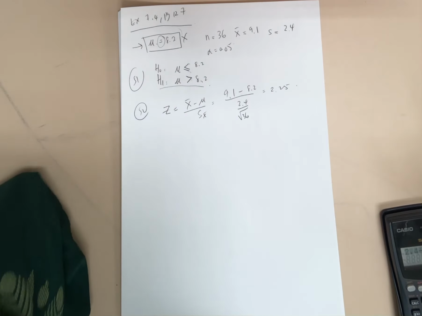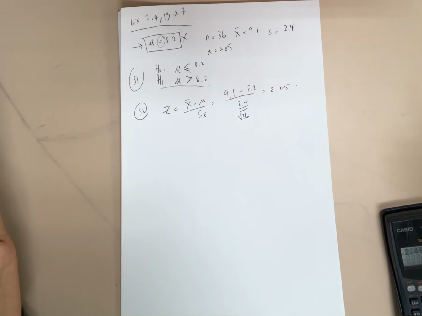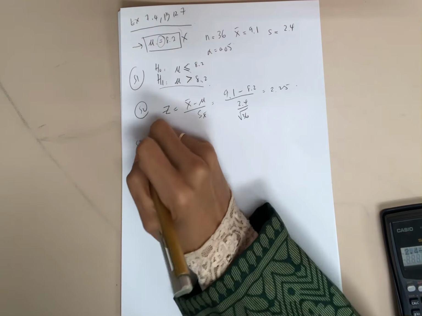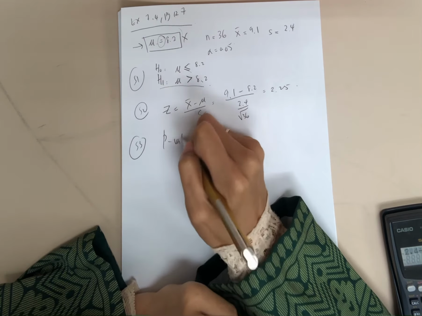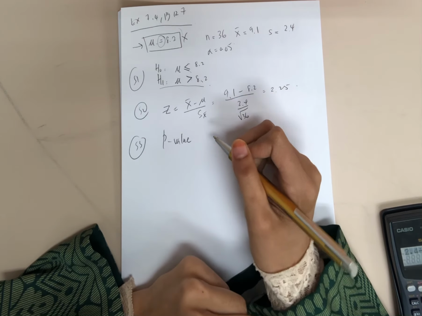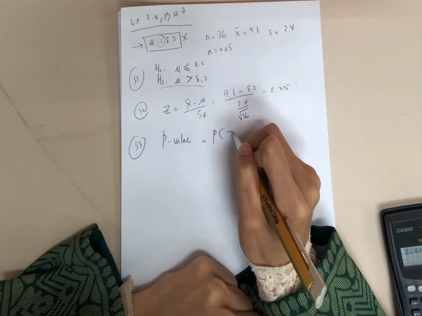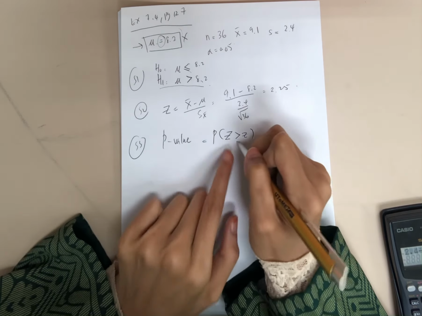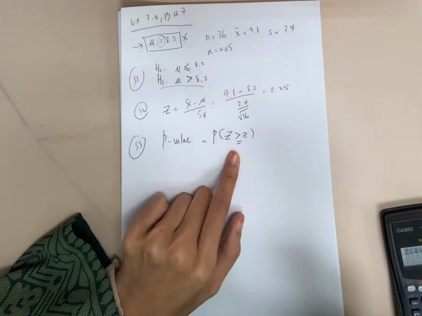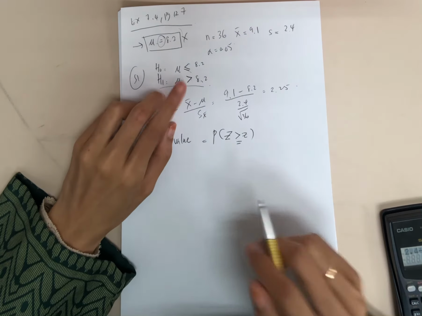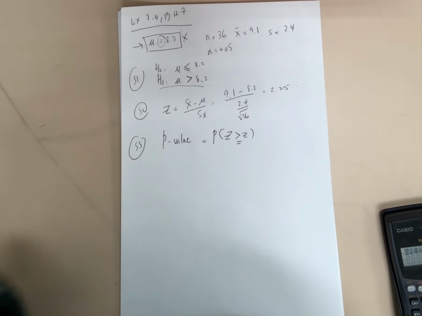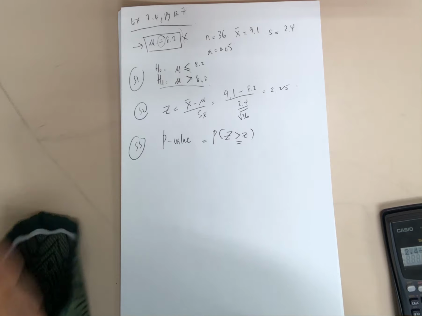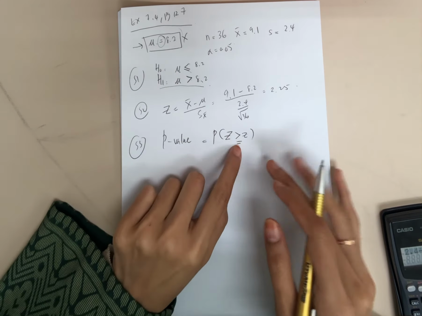Now step number 3 is different. Step number 3 for the previous method is to find the alpha or z alpha. But for step number 3 here, you will find the probability, or p value. This is the highlight for this method. P value is equal to P(Z greater than z). Why greater than? Because your H1 is greater than. You can refer to the table that I already uploaded in the slide. Since this is greater than, here also it will be greater than.